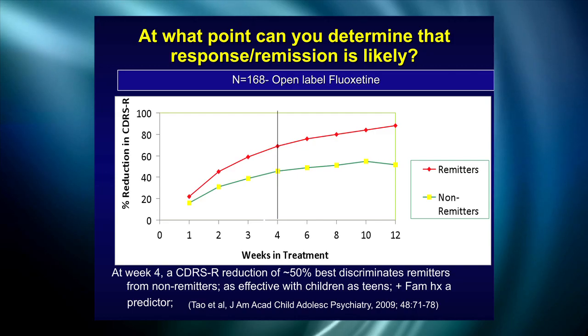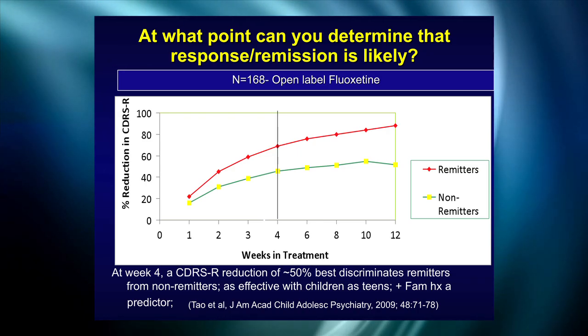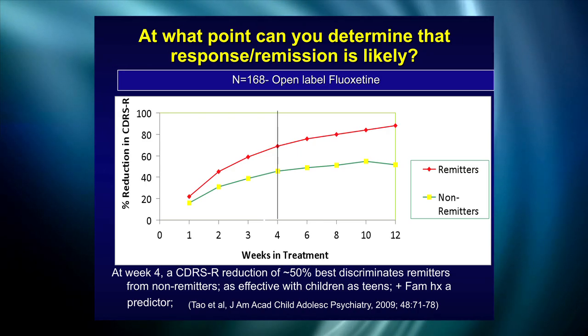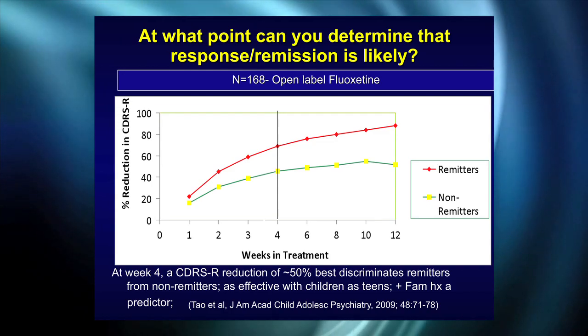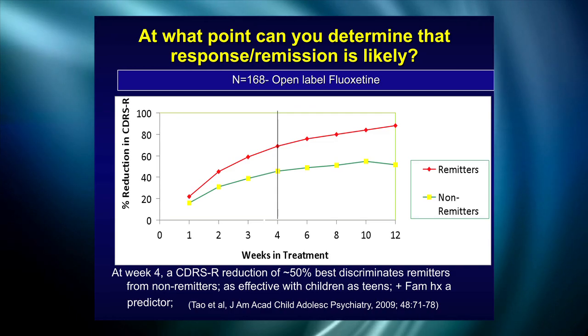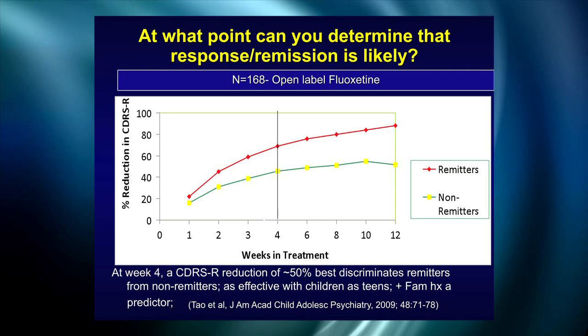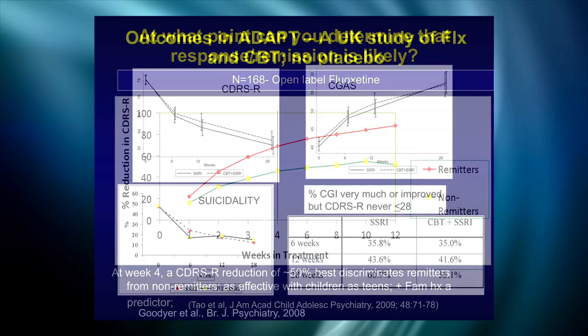This was an open-label fluoxetine study that was designed to look at exactly that question, dividing the remitters from the non-remitters, and at what point you got a separation in terms of the scores. And it looked like at about week 4, the reduction of 50% best discriminated who remitted and who didn't remit. In this study, interestingly, children responded as well as teens. It was an open trial, though, and family history was a predictor of response.